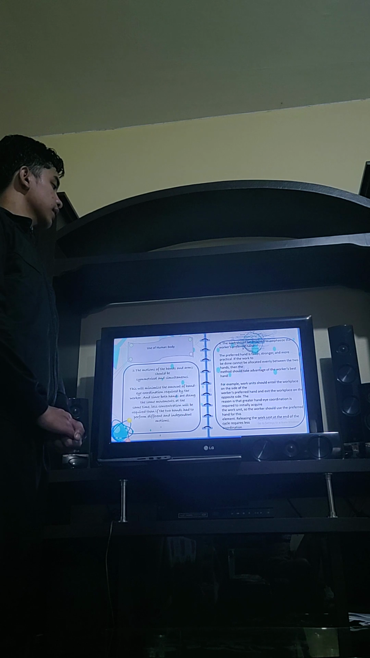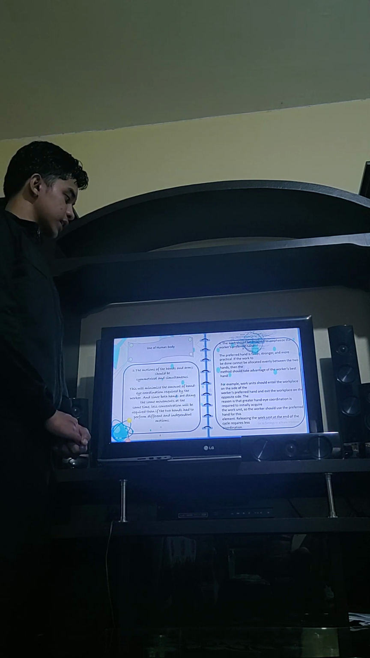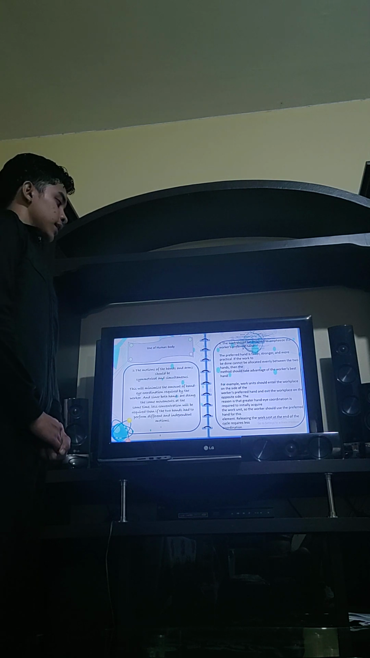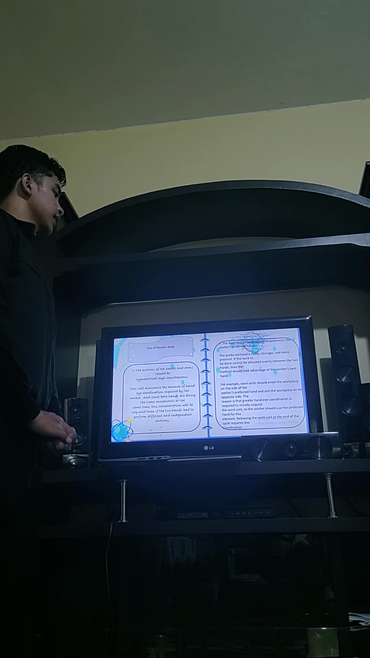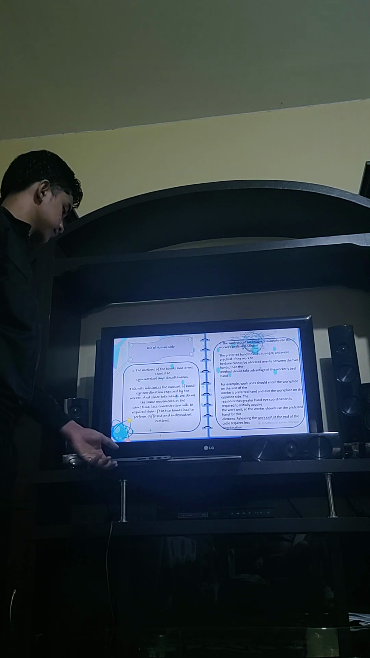The reason is that greater hand-eye coordination is required to initially acquire the work unit, so the worker should use the preferred hand for this element. Releasing the work unit at the end of the cycle requires less coordination.